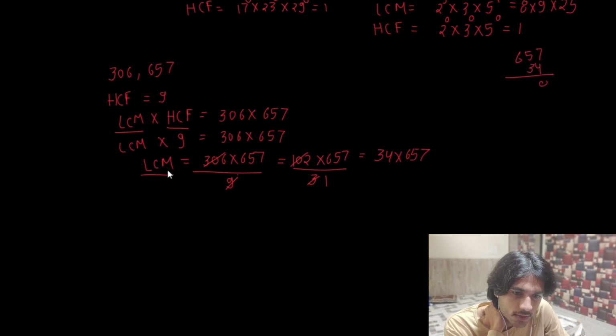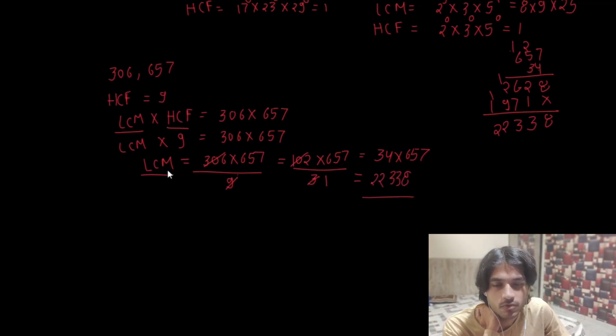4 sevens are 28. 4 fives are 20 plus 2, 22. 4 sixes are 24, plus 2, 26. 3 sevens are 21, 1, 2. 3 fives are 15, 16, 17, 7. And here we will have carry 1. 3 sixes are 18 plus 1, 19. So this is 8. 2 plus 1, 3. 6 and 6 is 12 plus 1, 13. 9 plus 1, 10, 11 and 12. And this is 2. Okay, that is an interesting number. 22338 will be the LCM.